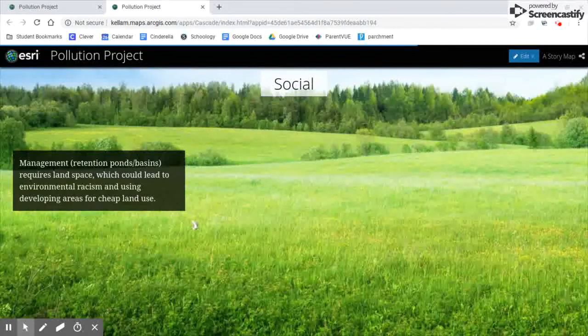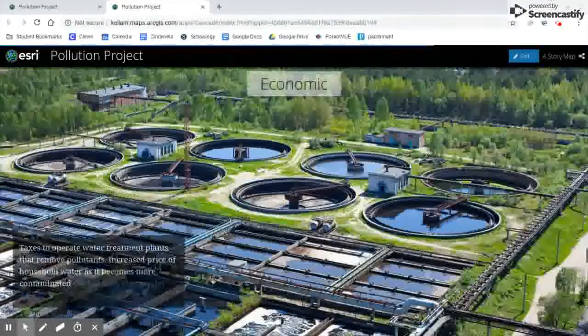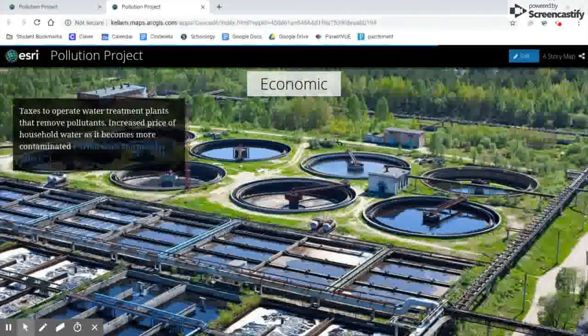Stormwater management requires land space. It could also lead to increased taxes and prices of household water if the water became too contaminated.